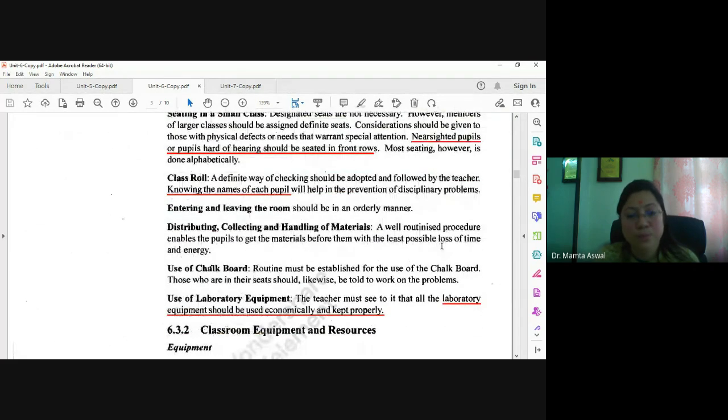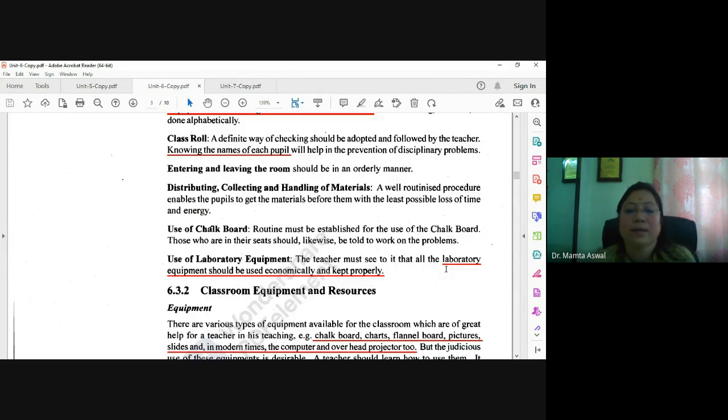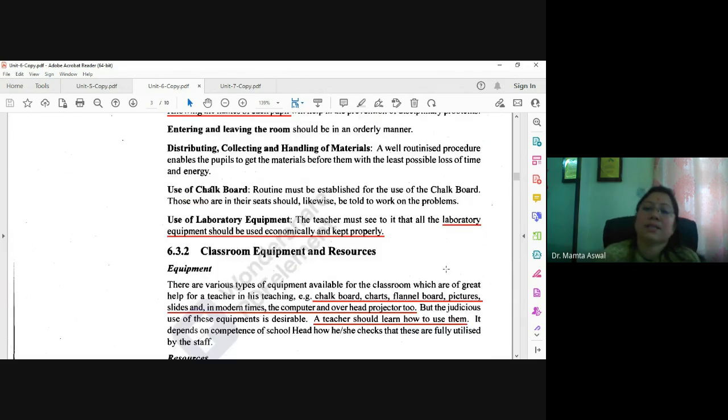Entering and leaving the room must be in an orderly manner. Whenever the children are coming from an assembly inside the classroom, they must come in a line. Whenever they are going, they should not just rush and run. They must go in a sequence, in a systematic way. Then distributing and collecting the material. Whatever you are teaching inside your classroom, if you are conducting an activity, the material which you are distributing, if you are distributing the notebooks, their diaries, or any learning material, that must be systematic and that must take less time.